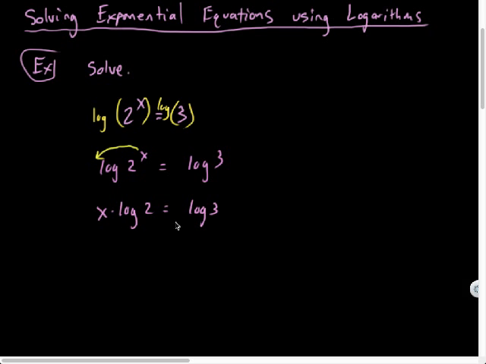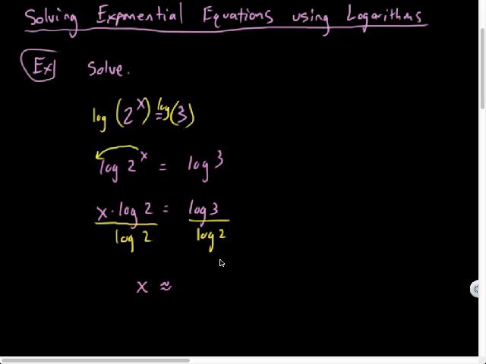Now remember, log 2 is just some number. So what would I do to get x by itself? x is being multiplied by some number? Square root? Nope. Oh, shucks. Divide both sides by log 2. So I'm going to end up getting, right, these would cancel out, and I'll get x is equal to whatever log 3 divided by log 2 is.